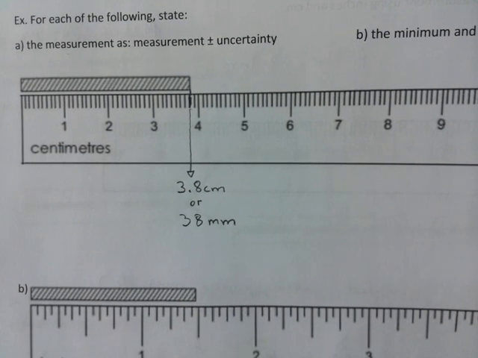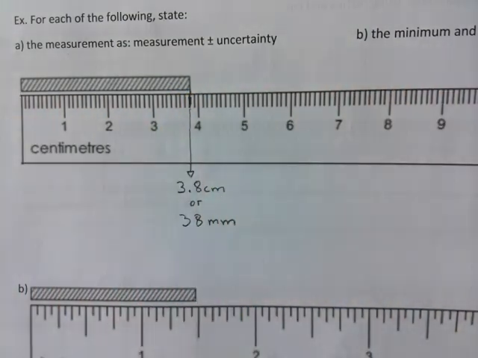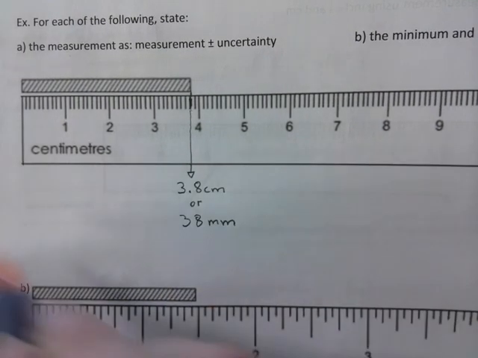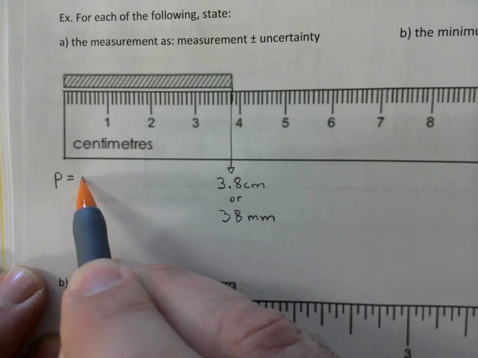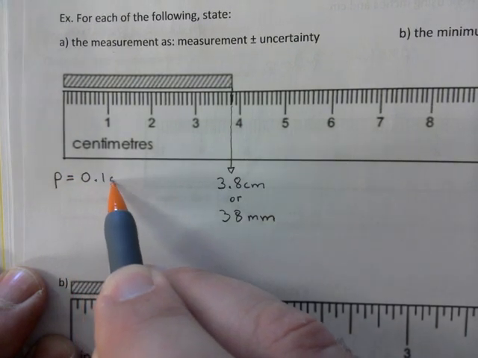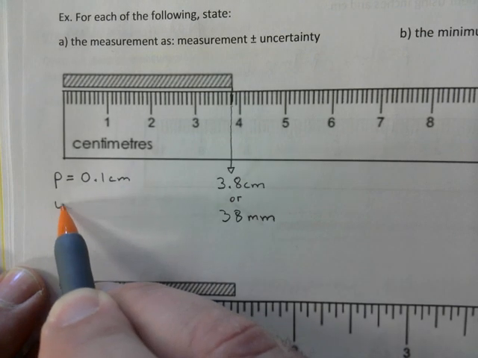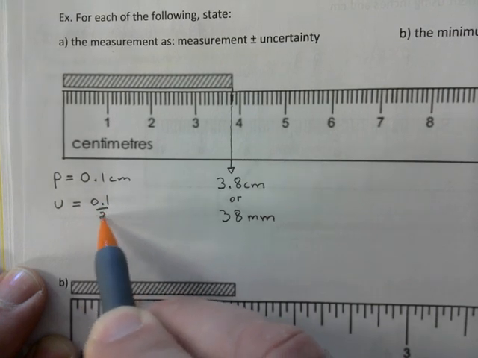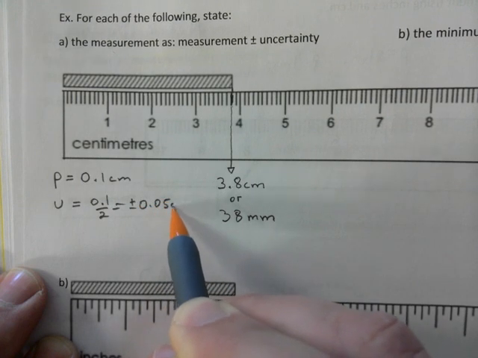You got to be careful. I get tricky. I sometimes have this bar show up somewhere in the middle. So you got to watch out to not fall for that, right? I'm going to do this. Somewhere else on this piece of paper, maybe here, I'm going to state that my precision is 0.1 centimeter, right? And what's the uncertainty? Half of that, right? Which is plus or minus 0.05 of a centimeter.